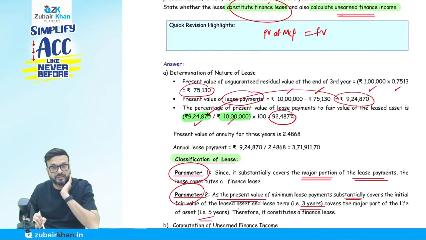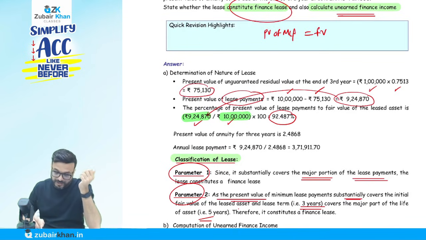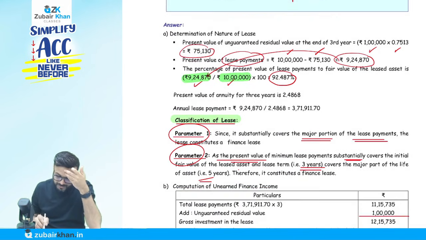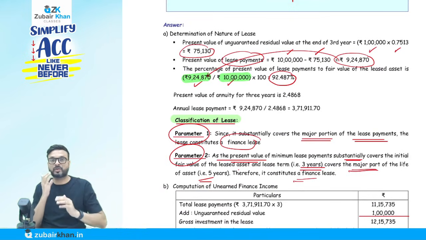How much is the total fair value? 10 lakhs. So what percentage is represented? 92%. If it is more than 90%, we can say substantially. Now, since it substantially covers the major portion of the lease payment, the lease constitutes a finance lease. Second, parameter 2: the present value of the minimum lease payment substantially covers the initial fair value of the leased asset. The lease term is 3 years, which covers the major part of the life of the asset. Therefore, it is considered a finance lease.